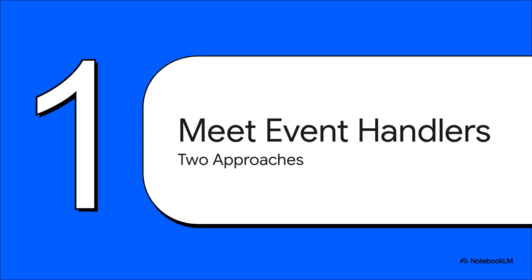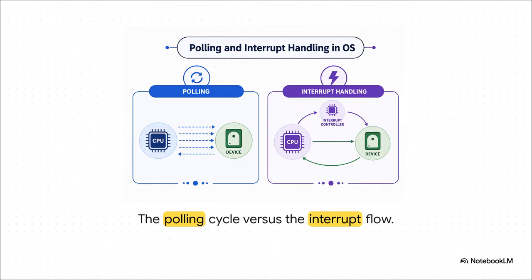All right, part 1. Meet the event handlers. To really get this, it's basically like a road trip. Polling is cyclical. It's the equivalent of a kid in the backseat repeatedly asking, "Are we there yet? Are we there yet?" The CPU is actively checking the device. On the flip side, interrupt handling is like setting a GPS alarm so you can just sleep in the passenger seat until you actually arrive. In this case, the device reaches out to the CPU, not the other way around.